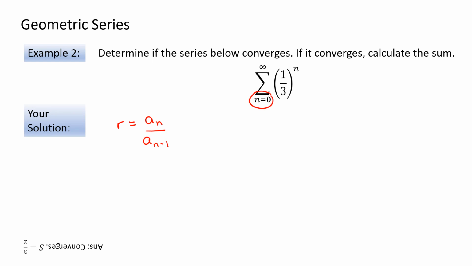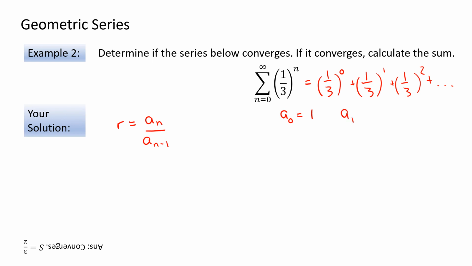So for this, it's the sum as n equals 0 to infinity of 1 over 3 all to the exponent n. So if we were to expand this out, we'd get 1 over 3 to the exponent 0 plus 1 over 3 to the exponent 1 plus 1 over 3 to the exponent 2, and keep going. So our first term, a0, is equal to just 1, because 1 over 3 all to the exponent 0 is 1. Our second term here is 1 over 3 to the exponent 1, which is just 1 over 3.